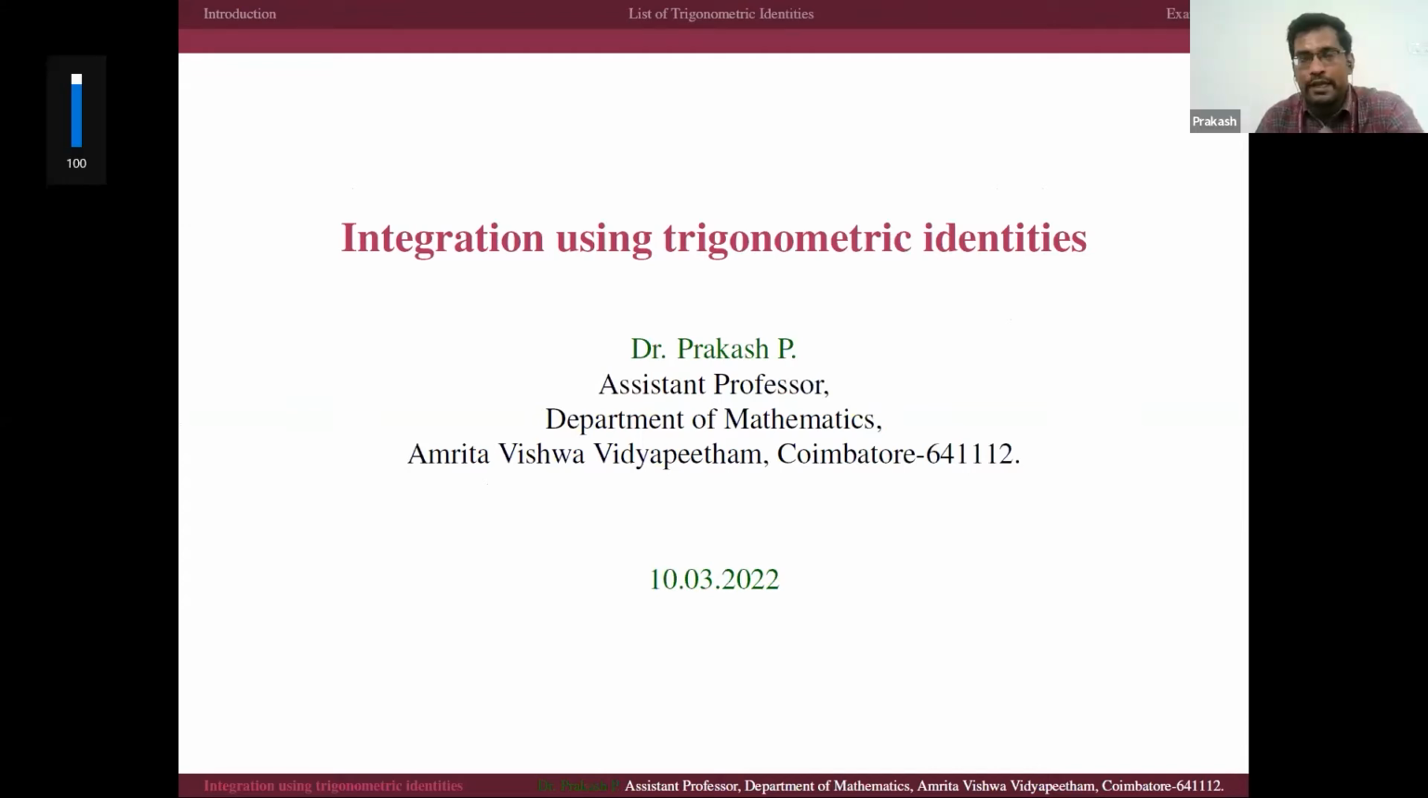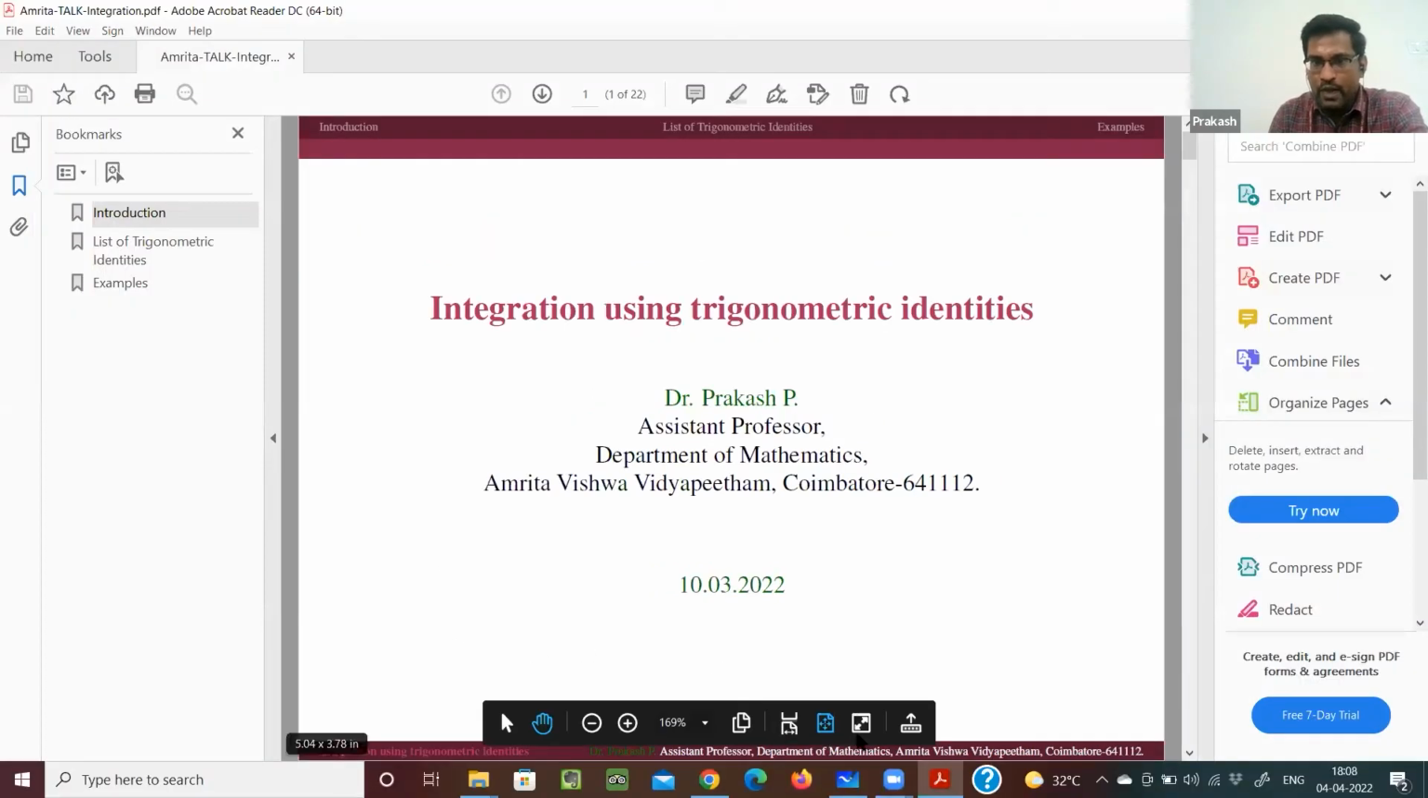how to integrate. First, we need to know what an integrand is and why these trigonometry identities are important for finding the integral. That is very important. So now I will use the whiteboard first. After that, I will come to the PowerPoint. So we know some identities.